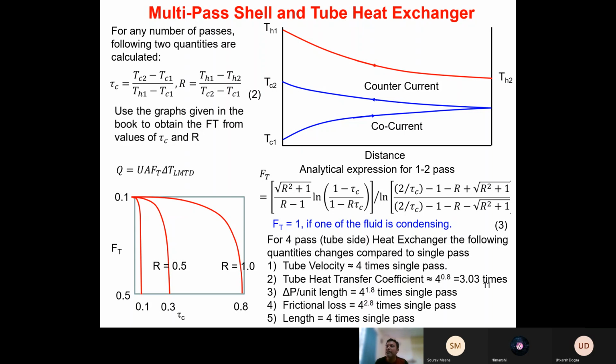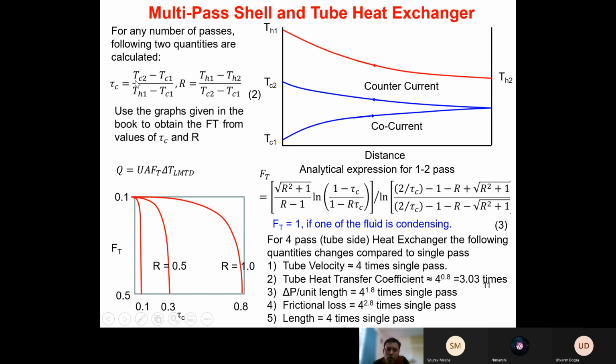So how are these things accounted for? Typically, whenever we have a multi-pass shell and tube heat exchanger, in order to design it, first we calculate the tau C. Now there are two quantities, tau C and R. What is tau C? Tau C is in a way an efficiency. In some of the books, this tau C is represented by eta. Efficiency is typically shown by eta. So what is this tau C?